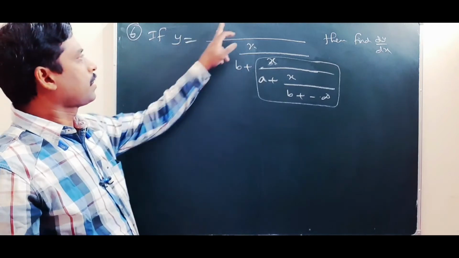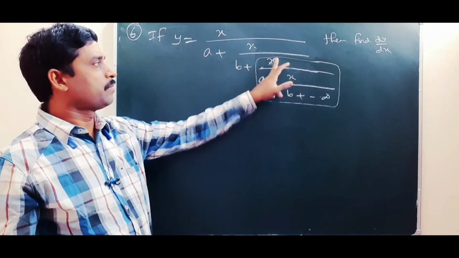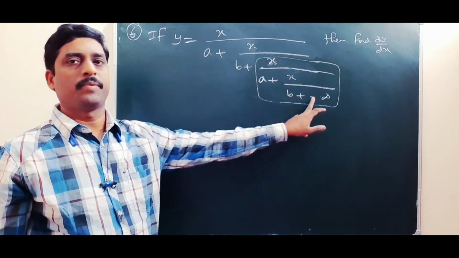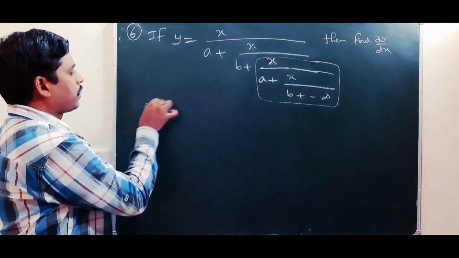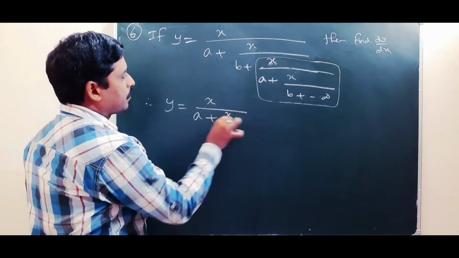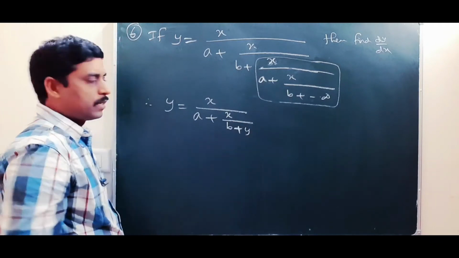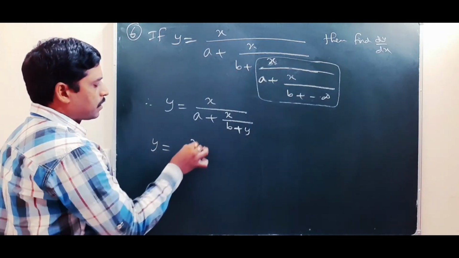So what is y? y is x by a plus x by b plus up to infinite terms. This is also x by a plus x by b plus up to infinite terms. Therefore y is equal to x by a plus x by b plus y, in place of this we write y.